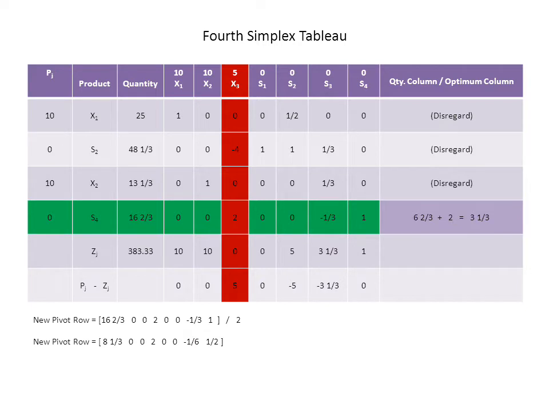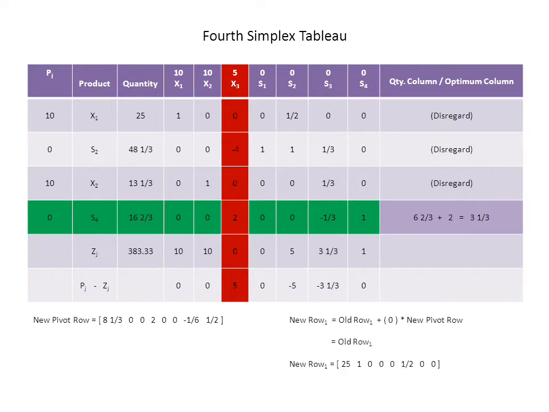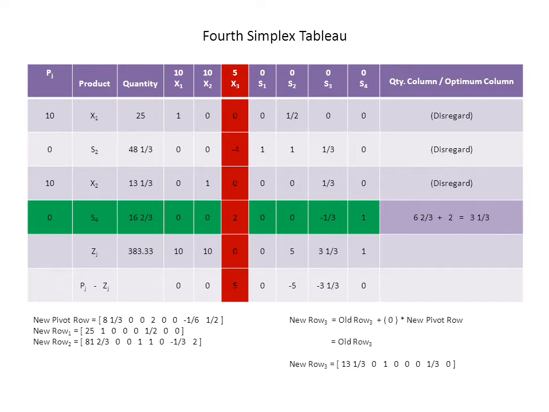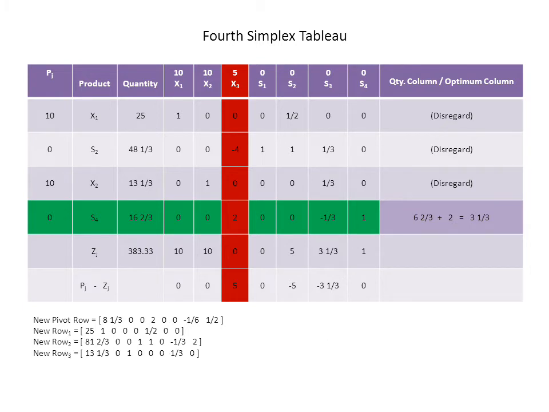Compute for the new pivot row. For the new row 1 values, new row 2, and then new row 3. We completed the new set of rows for the fifth simplex tableau.